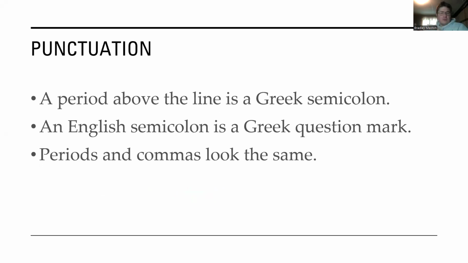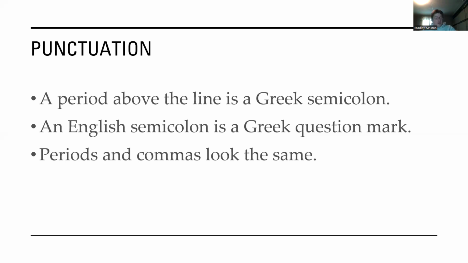The next thing we want to talk about is punctuation, which in Greek uses similar or familiar markings, shapes to ours, but uses them differently. So a period above the line, and you'll see this, a period that hovers in the middle of a sentence, is their version of a semicolon. It's a way to break up a sentence without ending it. That's a period that is above the line, towards the middle of the line.